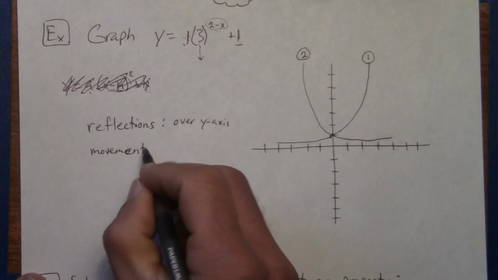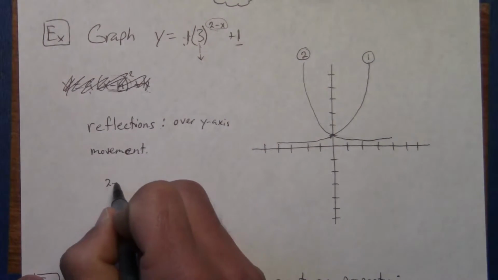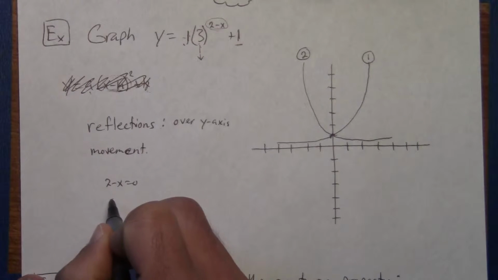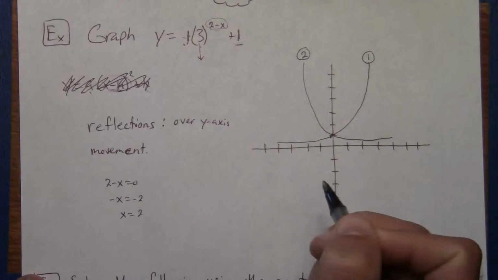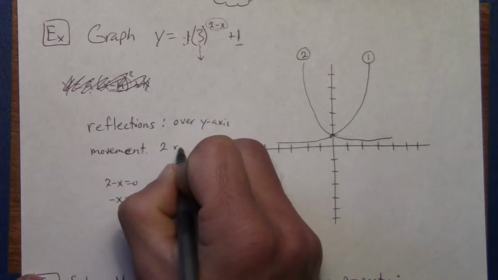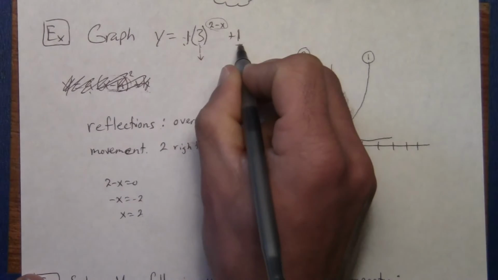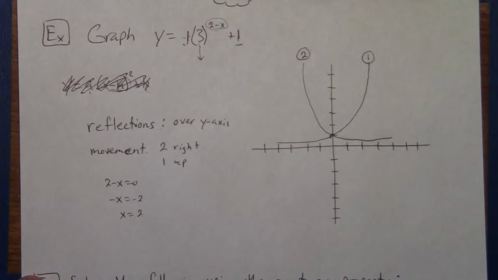And then in terms of the movement, remember this is the x minus h. I want to set that equal to 0 and solve it. So if I subtract 2 from both sides, multiply both sides by negative 2, I get x equals 2. It's a positive number, so it's 2 to the right. The back number is just 1 outside parentheses, so that means it's moving up 1.